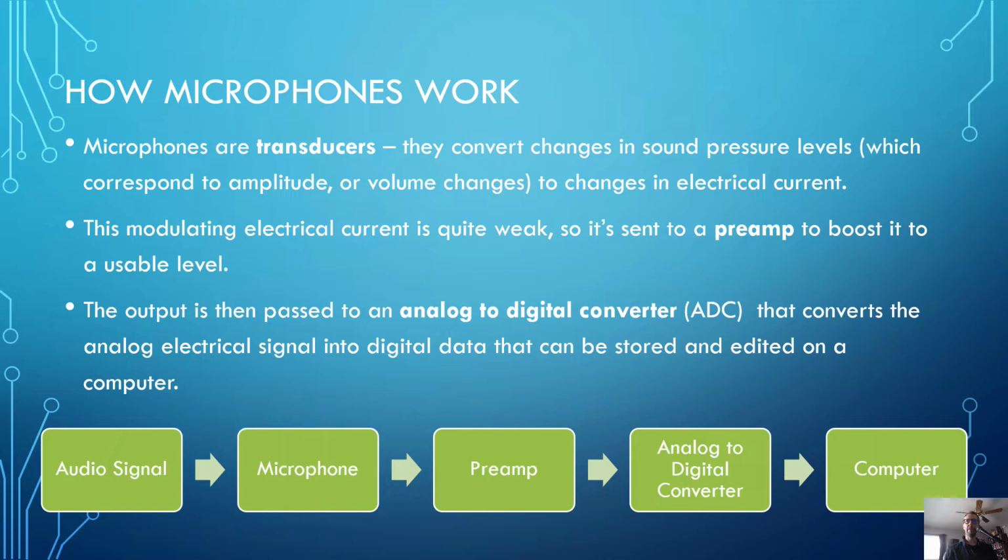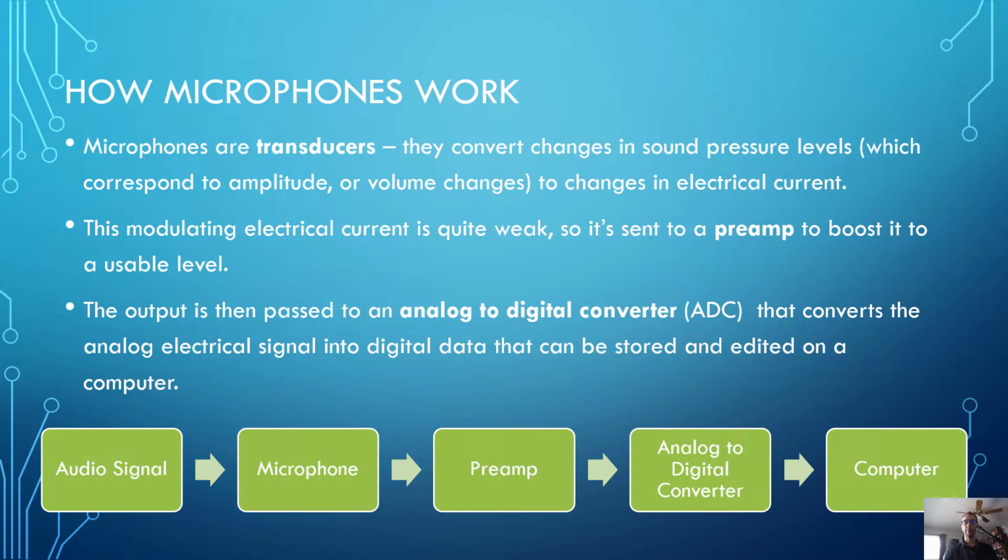So how do mics work? All microphones are transducers. They convert changes in sound pressure level, which corresponds to amplitude or volume, to electrical current, generally through different means, but magnetic induction is very common. The output of a mic is a modulating electrical current that is extremely weak, and so you need to send it to a preamp to boost it up to a usable level where the changes are more apparent.